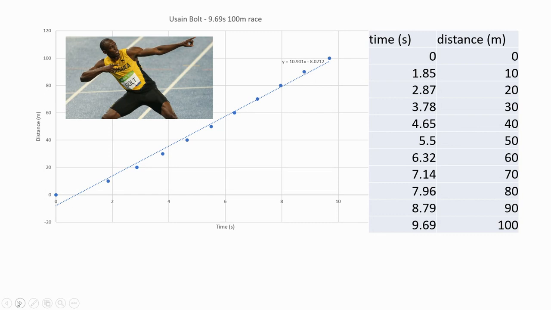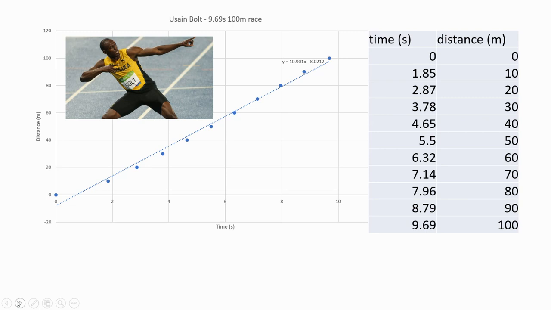I've also graphed that data, and you can see for the most part, it's pretty linear. It's not perfect because he's slow at the start and speeds up and eventually starts to slow down again, but it's close to linear. If I wanted to, I could calculate his speed at any particular moment of the race.